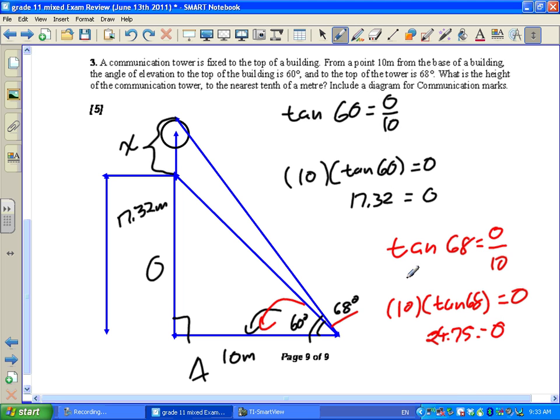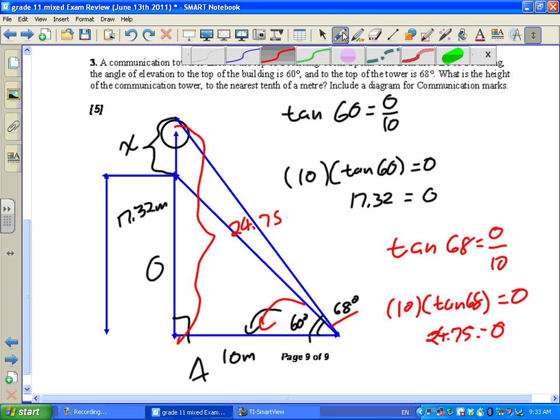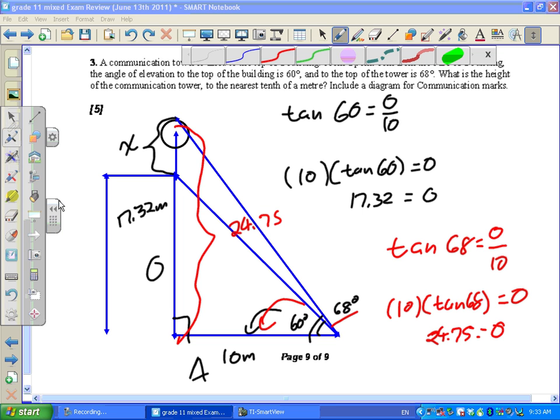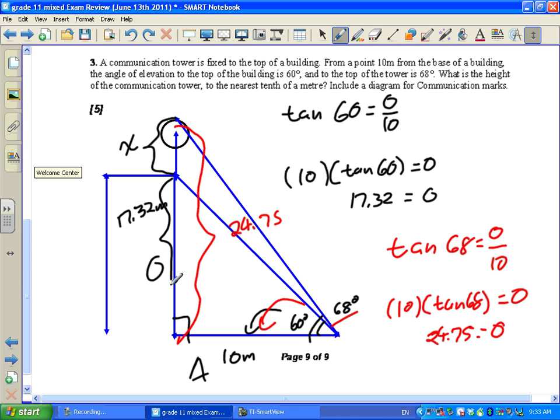So, we know that this entire height here is 24.75, and the height of just the building is 17.32. But the question asks us for the height of the communication tower, this part here, so I need to take those two values and subtract them. 24.75 subtract 17.32, that's going to be 7.43. There you go. So the height of the communication tower is 7.43 meters tall.